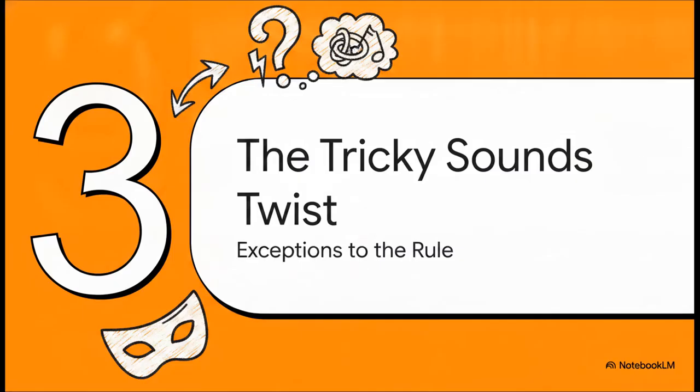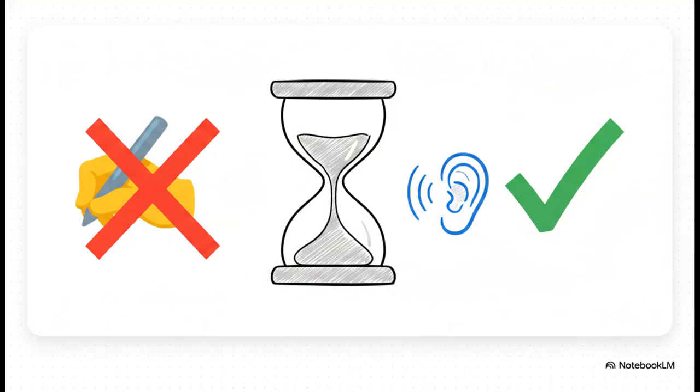But of course, that brings us to part three, the tricky sounds twist. Because English absolutely loves to throw us a plot twist, right? Take a look at this visual dissonance, the word hour. It clearly starts with the written letter H, which is a consonant. But say it out loud for me, hour. That H is totally silent. We actually hear an O sound right at the start. And since it's a vowel sound, we have to use an hour.